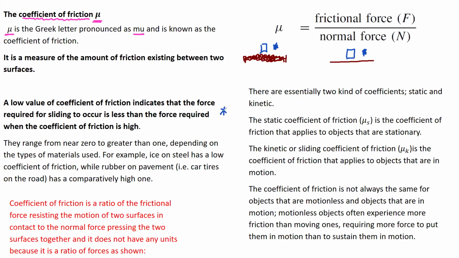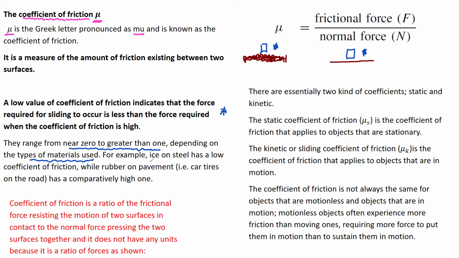And that's why in bold letters, I said a low value of coefficient of friction indicates that the force required for sliding to occur is less than the force required when the coefficient of friction is high. I also need you to understand that the value of the coefficient of friction can be close to 0 or greater than 1, but it's never negative.